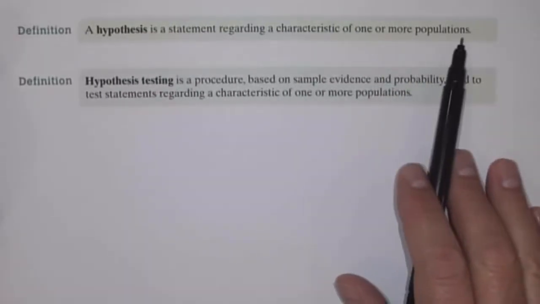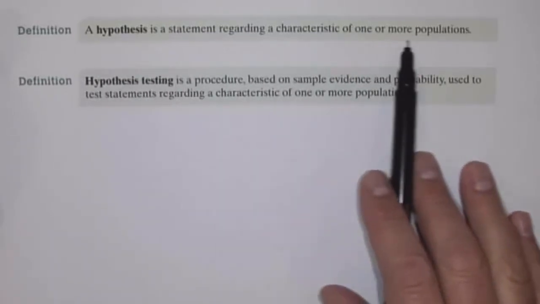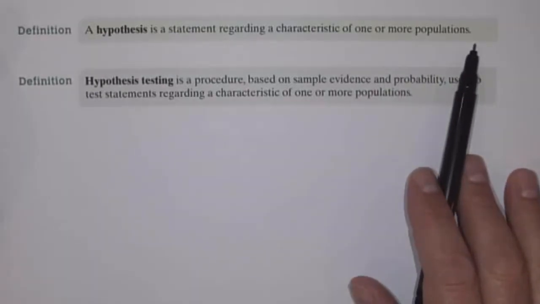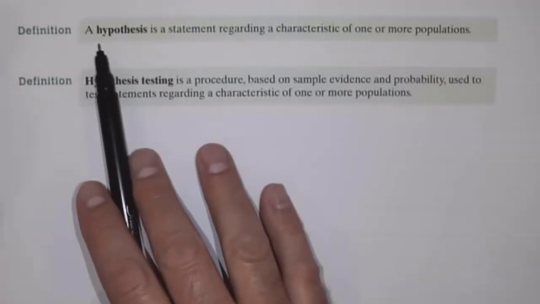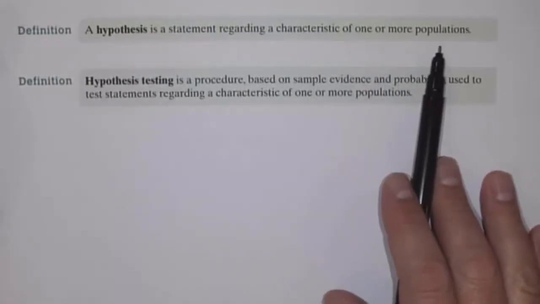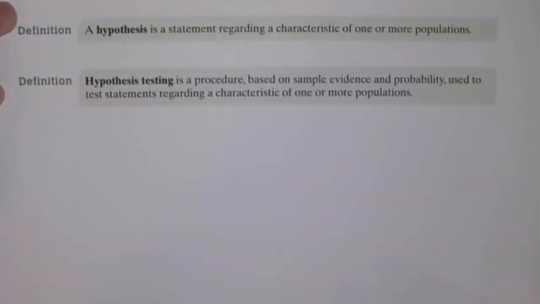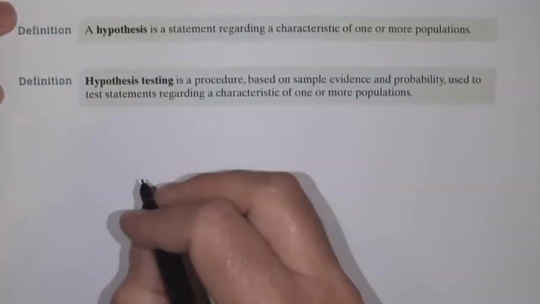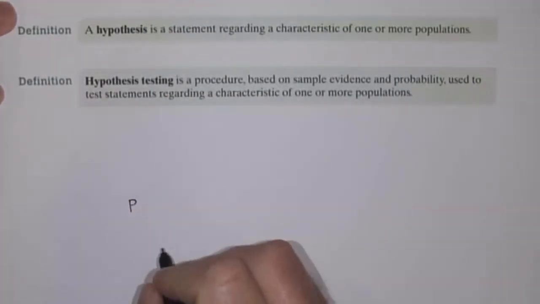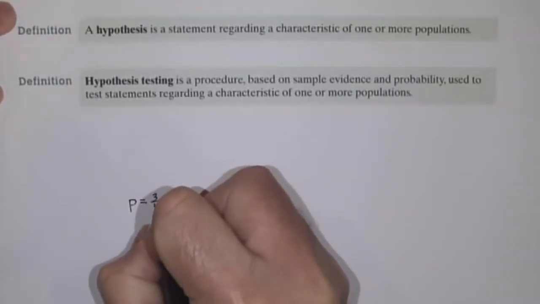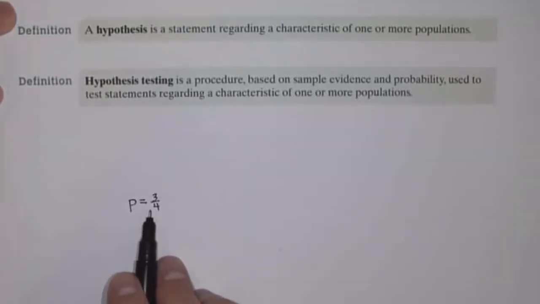Now, why is it supposed to be true? Well, it may be that historically it's been true. It may be that someone is claiming that it's true about the population. Or it may be that there's a manufacturing specification that states that it's supposed to be true. So, for example, suppose that a television commercial claims that 3 out of 4 dentists recommend a particular kind of toothbrush. Well, then the hypothesis would be that the proportion P of dentists that's recommending this particular toothbrush is 3 out of 4. So the hypothesis would be that P equals 3 out of 4.